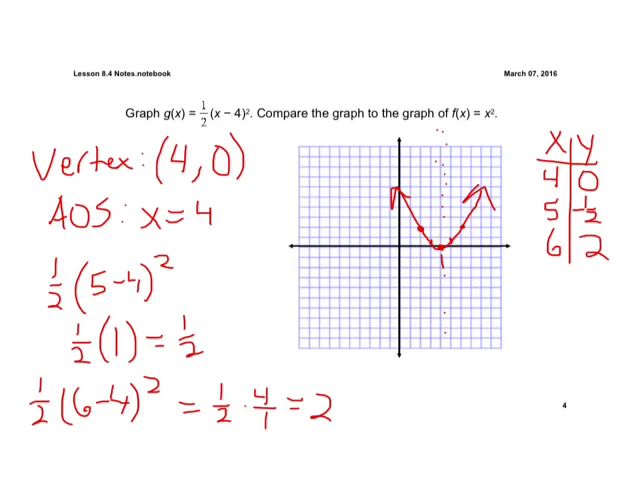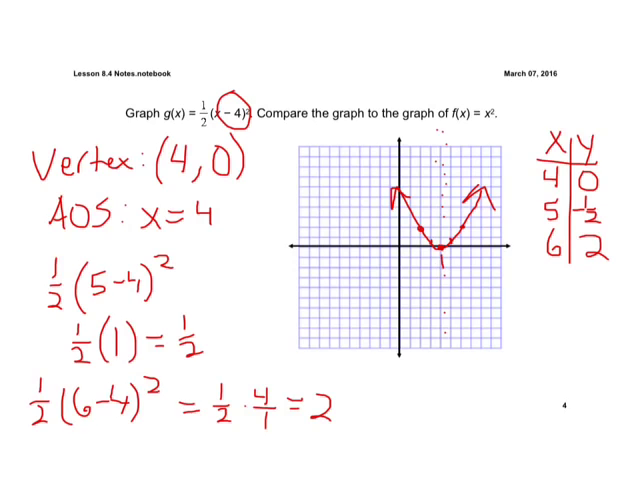If we do a little check, it's a little wider. That's good because our a value is less than 1, greater than 0. So it's a vertical shrink. It opens up, like we said, and it moves to the right 4 because this minus 4 shifts it to the right 4 units.